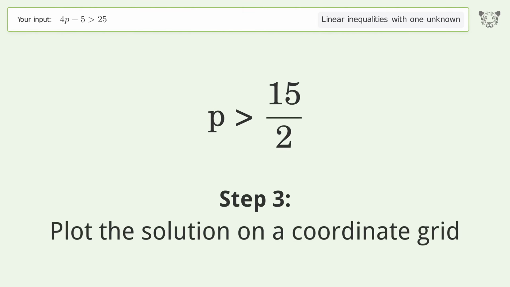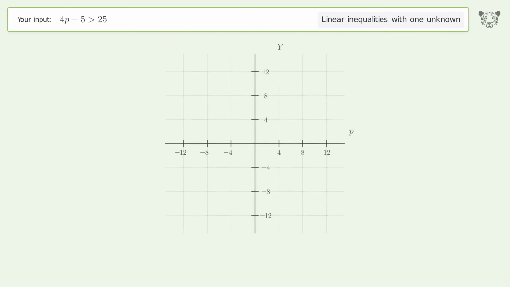Plot the solution on a coordinate grid. And so the final result is p greater than 15 over 2 greater than 71 over 2.